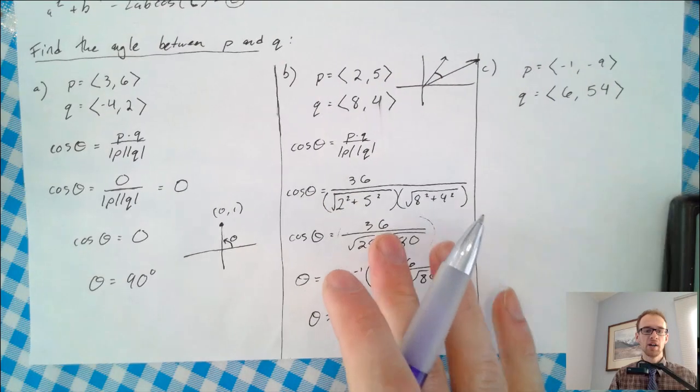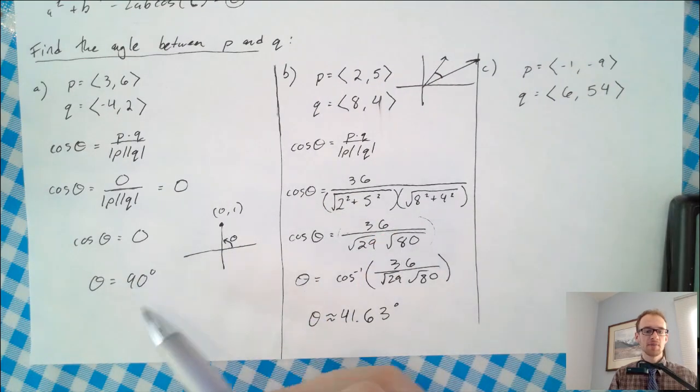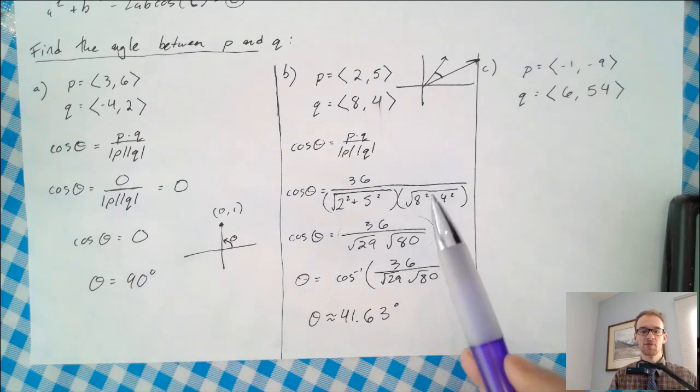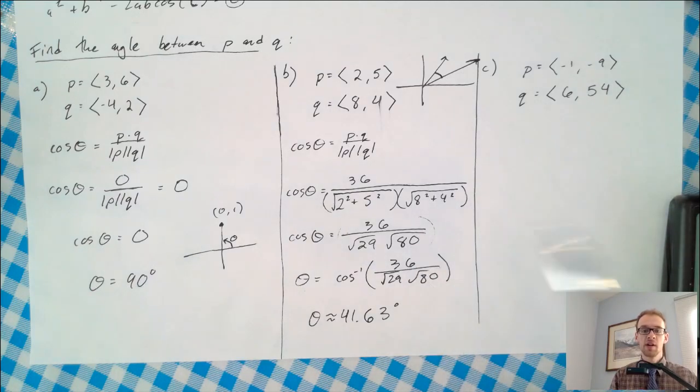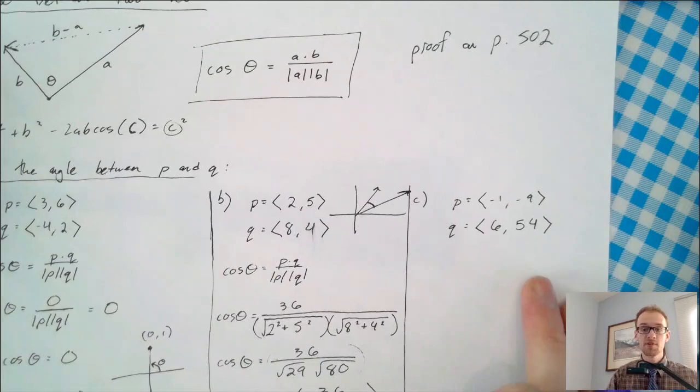Okay, so we've got two perpendicular vectors. We had theta of 90 degrees. Now we have two vectors that intersect at an acute angle. And let's see what happens with part C here.